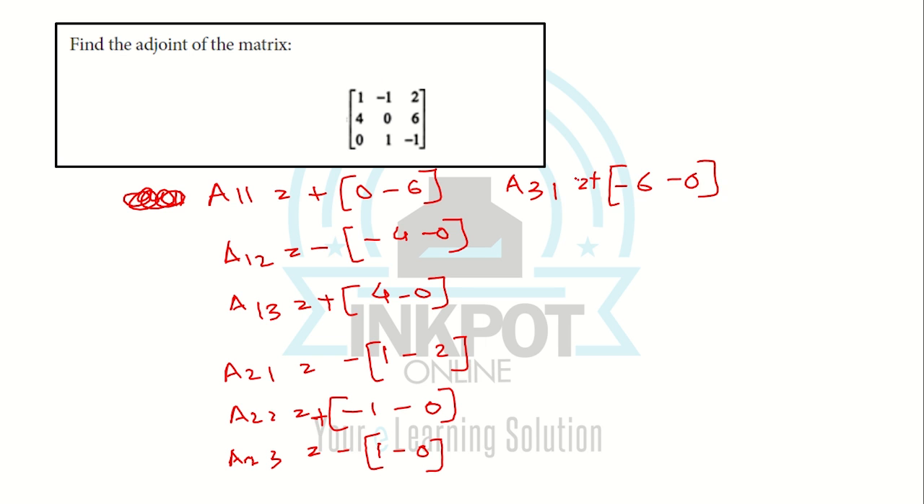Then you have, I'm sorry, this is equivalent to, then you have A32, which is equal to negative of 6 minus 8, A32, yes. And lastly you have A33, which is equivalent to the third row and the third column, so you have 0 minus 4, 0 plus 4 actually.